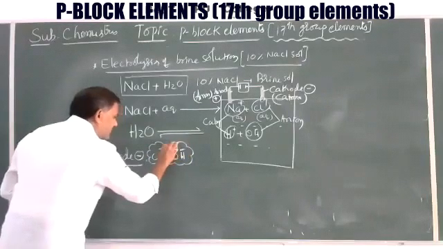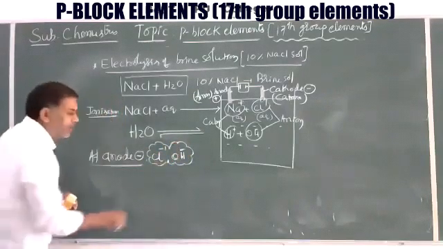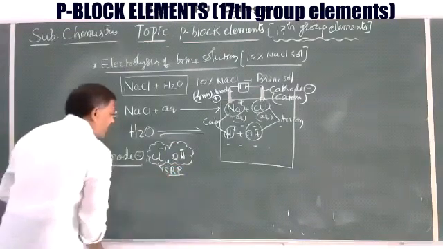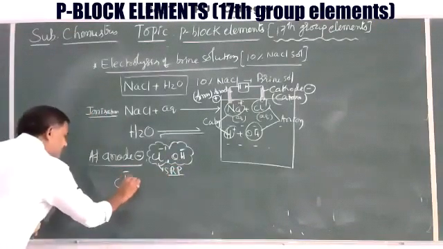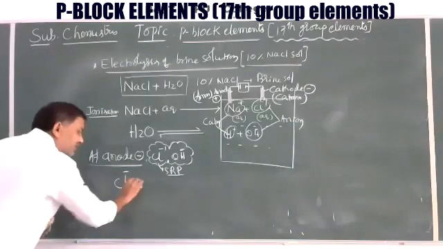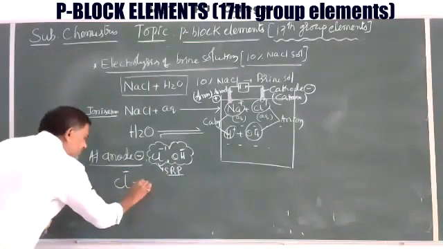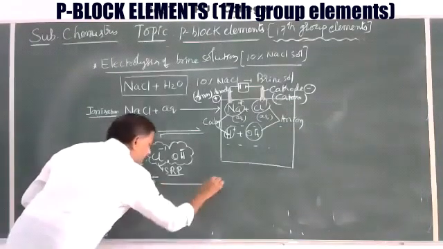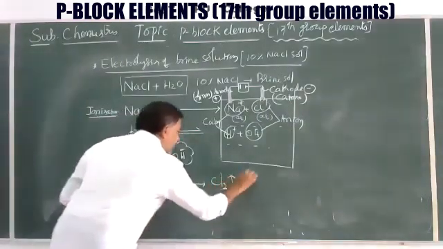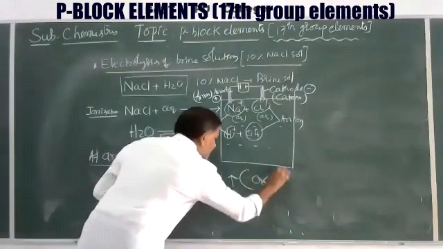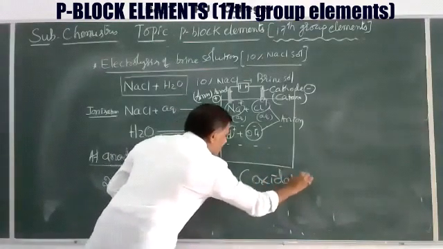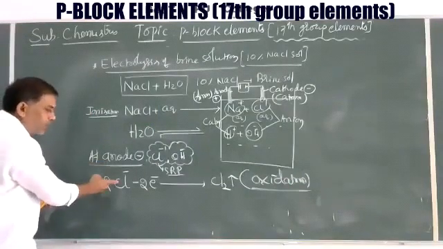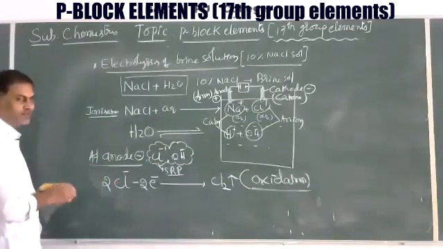Among these Cl minus and OH minus, on the basis of SRP values, standard reduction potential values, Cl minus is ready to lose electrons. Oxidation reaction takes place. 2 Cl minus loses 2 moles of electrons and Cl2 gas is liberated. That is called an oxidation process. That's why at the anode an oxidation reaction takes place.